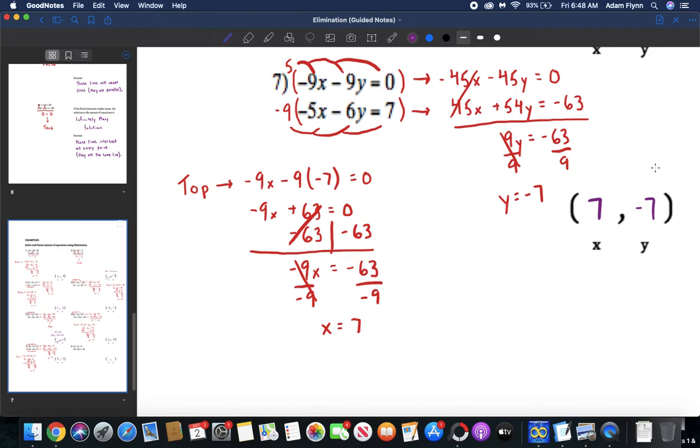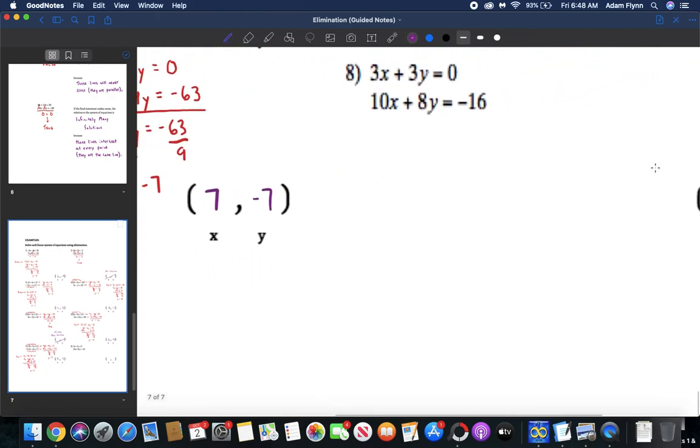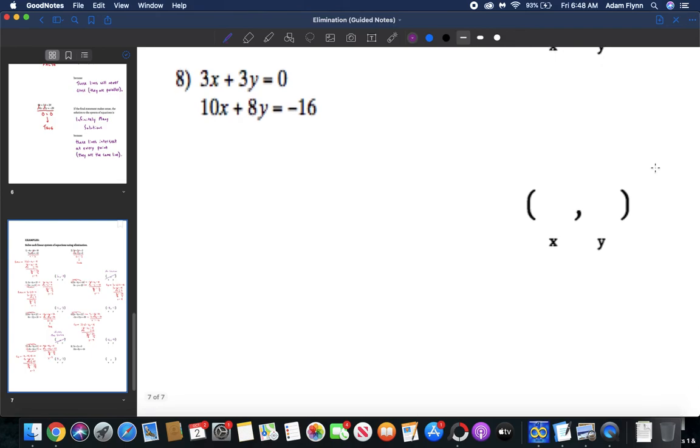Okay, one more example problem left. Last one. Time flies when you're having fun. So for our top equation, we've got 3x plus 3y equals 0. For our bottom equation, we've got 10x plus 8y equals negative 16.